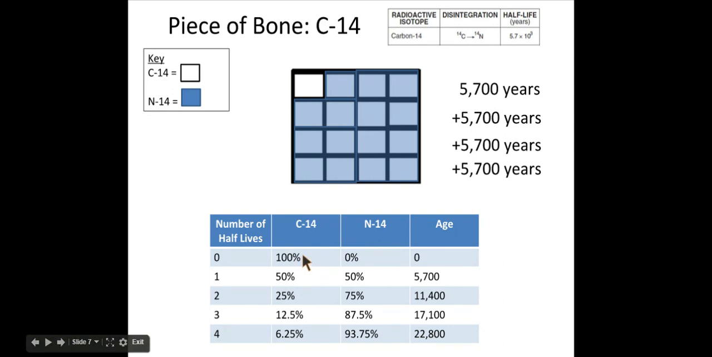Okay, so each time we're cutting this number in half, in half, in half, and we're adding whatever we cut from this to this number. So it was 100%. We cut it in half, it's now 50%, so there has to be 50% that's now N14. If I cut the 50% in half again, it's 25%. Well, I cut 25% off, so that has to now be N14.